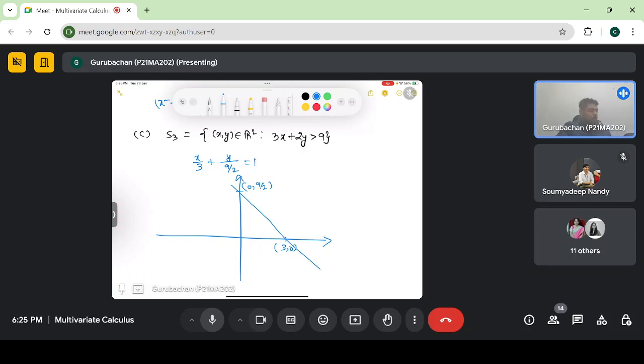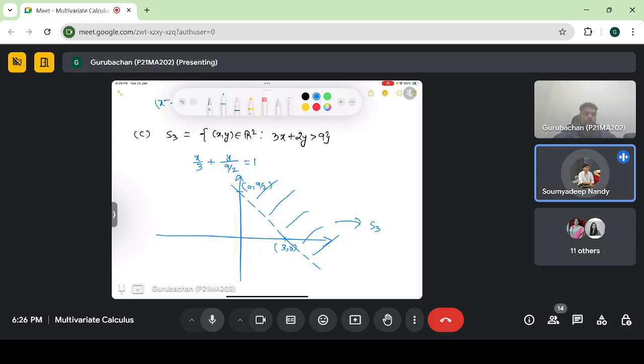Now because of the strict inequality we will make it dotted. Now tell me, which region is going to be in the set S3? Which region, the above one or the lower one? It does not contain the origin. Since it does not contain the origin, I hope everybody is understanding that. So this will be the set S3. Now complete your reasoning.